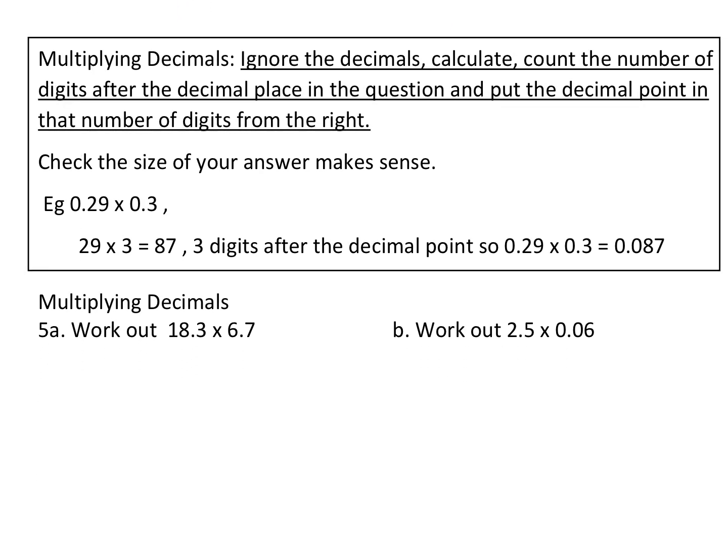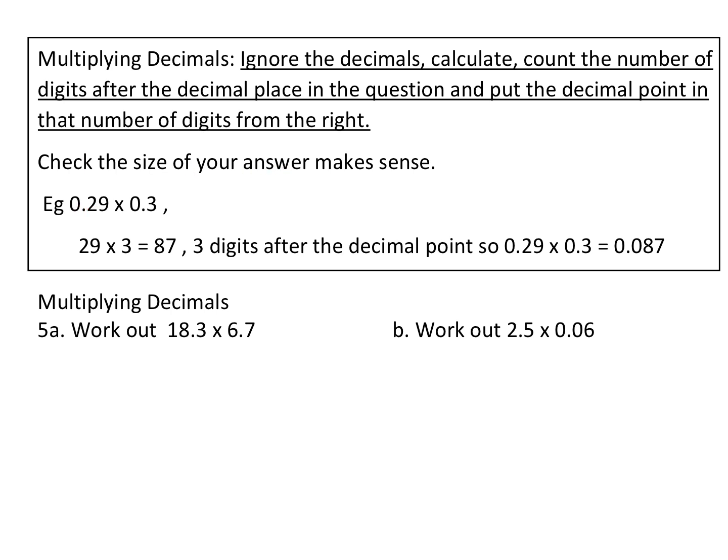I'm now going to look at the method for multiplying decimals. We'll read through this before trying example 5. So if you're multiplying decimals, your technique is to ignore the decimals, then you do the calculations, you calculate it, you then count the number of digits after the decimal place in the question, and you put the decimal point in that number of digits from the right. And as well, you can check the size of your answer makes sense.